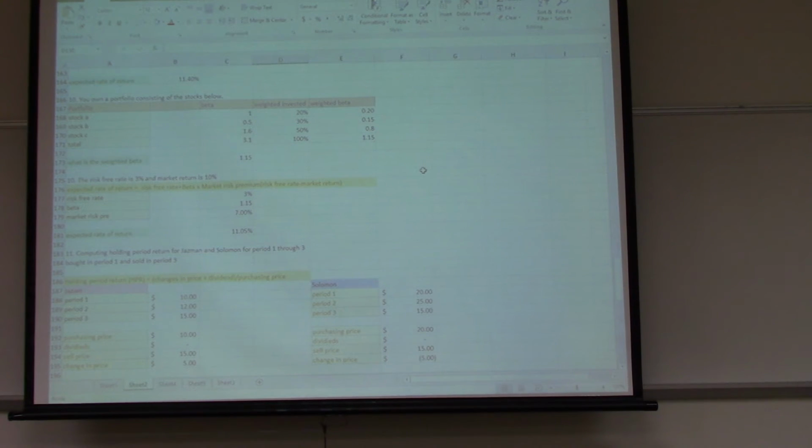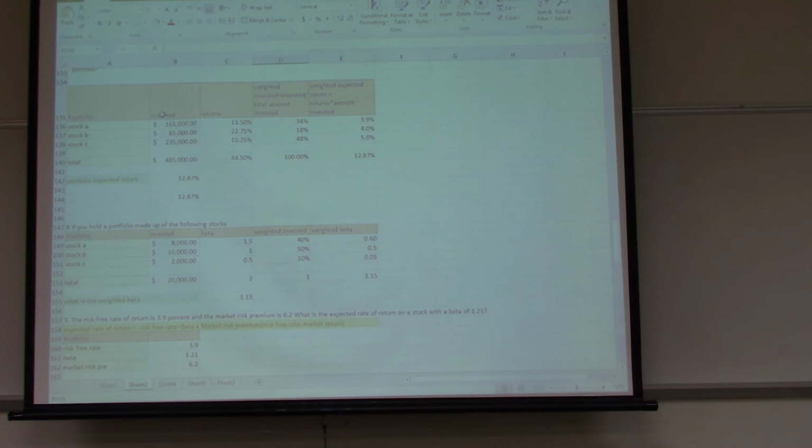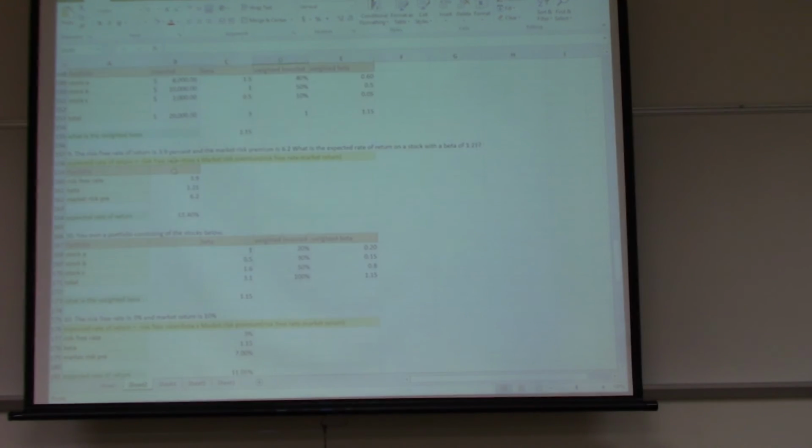I think 10 is a little bit tricky because you have to find both your expected rate of return and your weighted beta. Let's try 10, and after 10, let's try one more. For 10, it's basically a very similar one as before. If you followed it in Excel, all you have to do is copy it and paste it down here. But once again, you're trying to find your weighted beta. You don't have any amount invested, but it does tell you your weighted investment. So simply multiply your beta by your weighted investment, and that gives you your weighted beta. Then add them up.